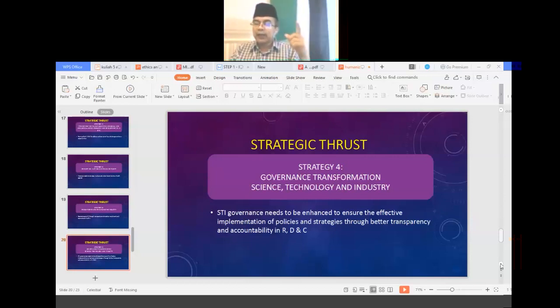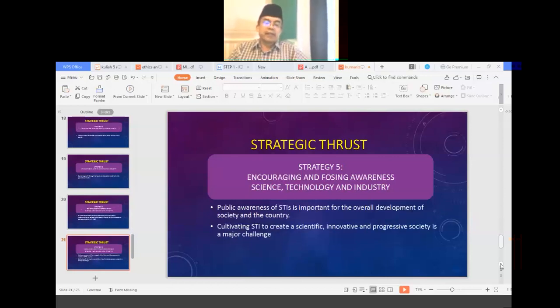bring very good processes to process everything, and then we manage also to find ways to solve the problem. Later on, we will be the leader in transforming the society, especially in science, technology, and industry. Number 5, that is to encourage and enforce awareness.